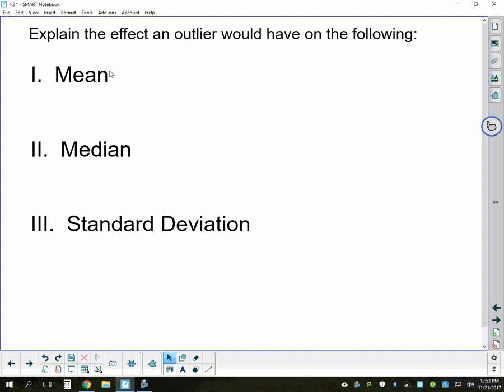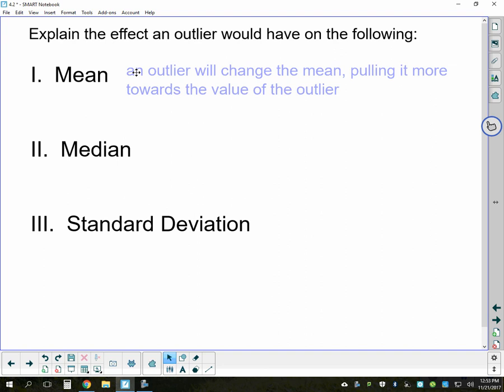On a mean, if you have a crazy number, think about a neighborhood where everybody is a teacher, everybody's making the same salary, and then a millionaire moves in. Okay, well, that's obviously going to greatly increase your mean because you're taking an average maybe $40,000-$50,000 salary and then putting $1 million or $2 million or whatever million in there. That's going to change the mean. It's going to pull it towards the value of the outlier.